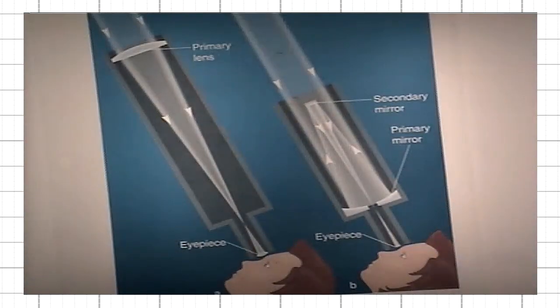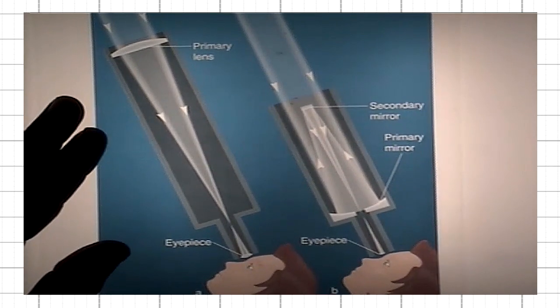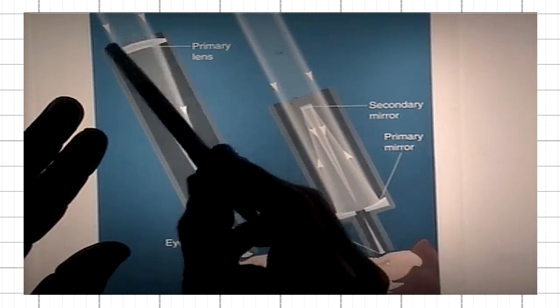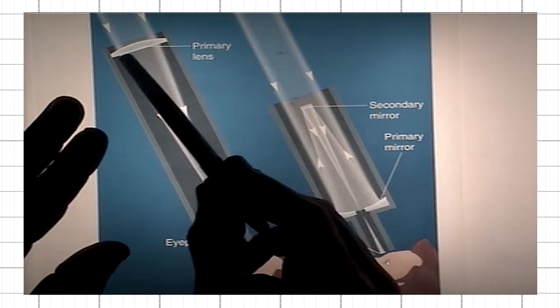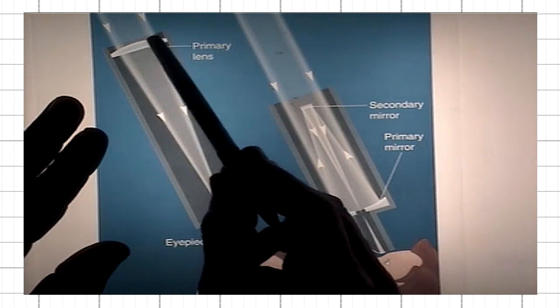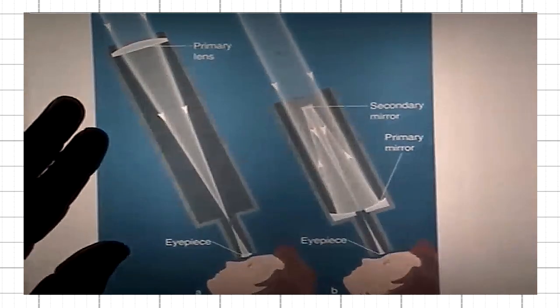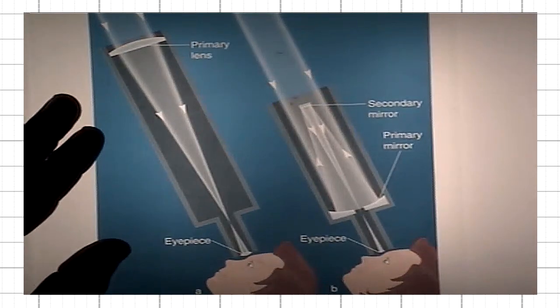Okay, so here is a schematic view of the two kinds of telescopes that are used. The part that does the light collecting is called the objective. And it could either be a lens, like in this case here. So here the lens is collecting the light.